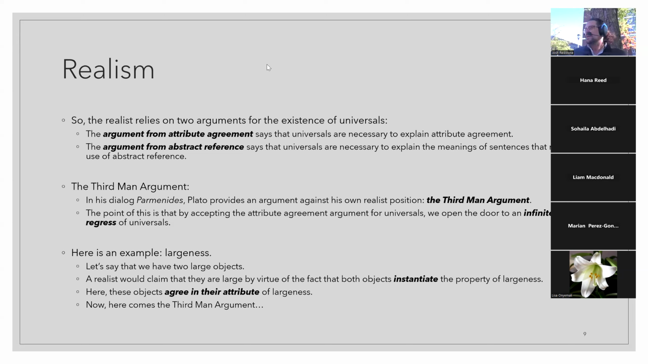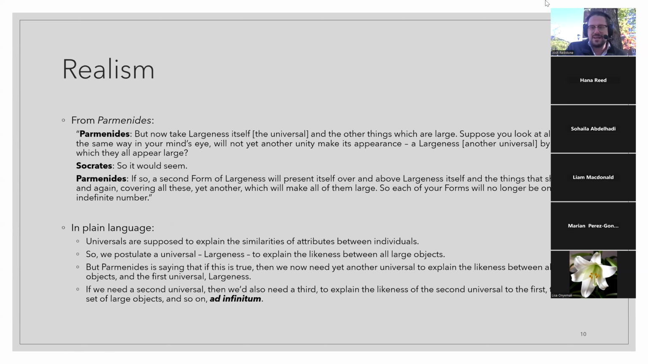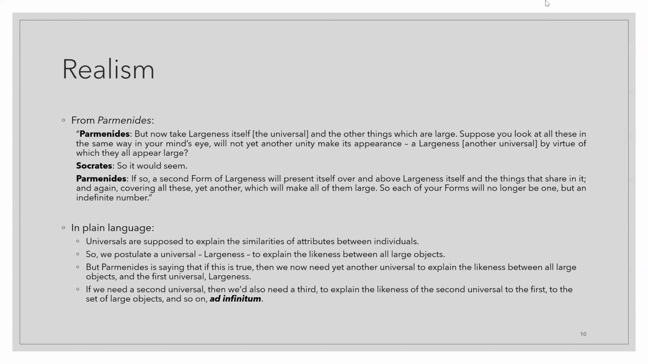So here's an example. Let us say that there are two large objects. The Platonic realist would say they're large by virtue of the fact that both of them instantiate this property, largeness. So they agree in their attribute of largeness. And you might think, oh, what's the problem? Well, this is the problem. Parmenides says to Socrates in this dialogue, but now take largeness itself, the universal, and take the other things which are large. Suppose you look at all these in the same way in your mind's eye. Will not yet another unity make its appearance? A largeness, another universal, by virtue of which they all appear large?